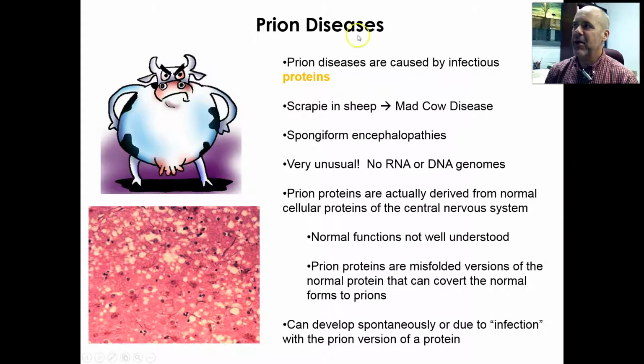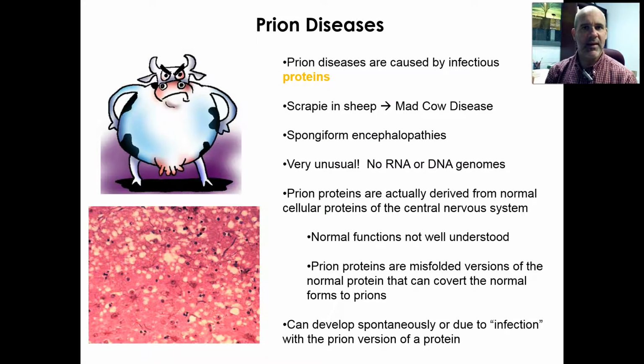All right, so what are prions? Prions are infectious proteins. So at first that might not sound too unusual, but let's think about it. A protein is just an organic molecule. It's not a living thing. It has no ability under normal circumstances to replicate itself. So how could a protein be infectious?